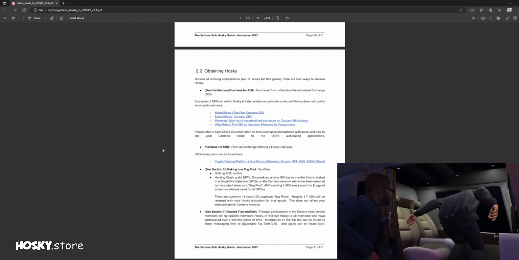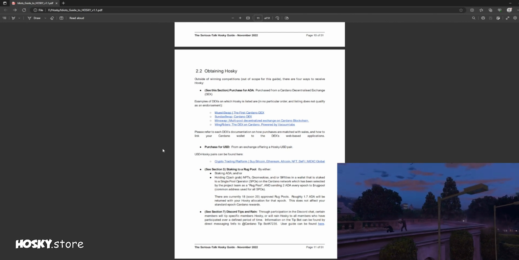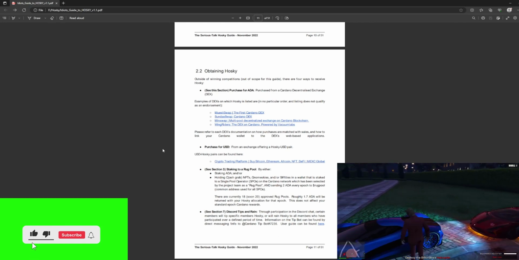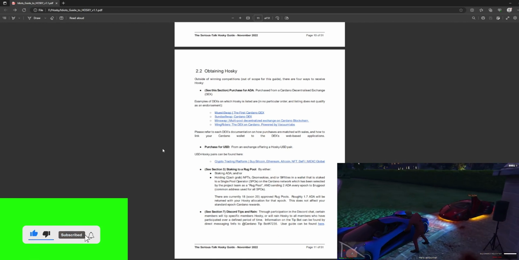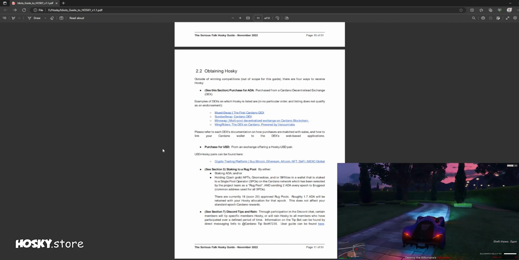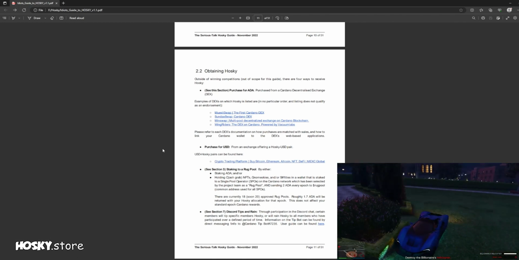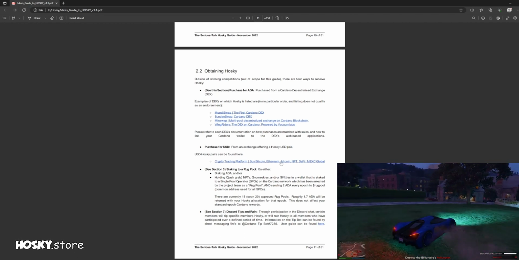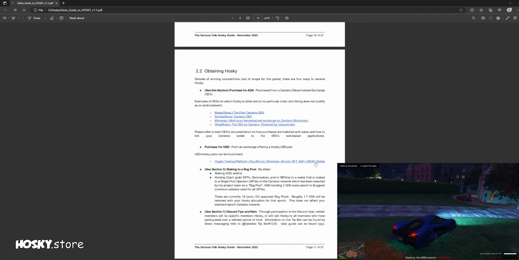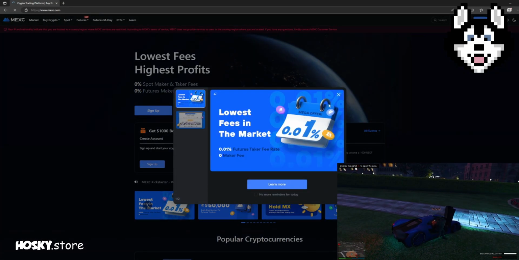So yeah, there are also a few more out there. Please refer to each DEX's documentation on how purchases are matched with sales and how to link your Cardano wallet to the DEX's web-based applications. The other option: purchase for USD from an exchange offering a Hosky USD pair. USD Hosky pairs can be found here. So yeah, this is the website for that. Let's go back.